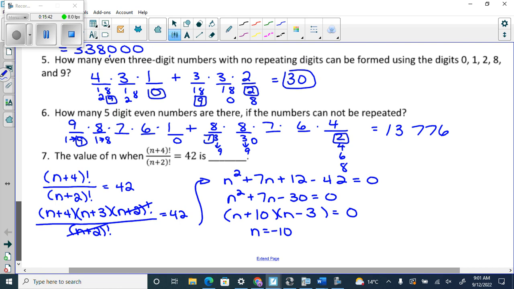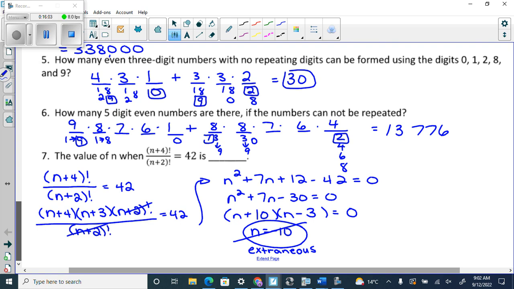Does that make sense? Can we have negative 10 for n ever? No, not for factorials. Circle it, line through it, extraneous. Because we got a solution, it just doesn't work. We can't say n doesn't equal negative 10, because you'd read it as n doesn't equal negative 10, but it actually did equal it. It just doesn't work. That's when we put the line through it.